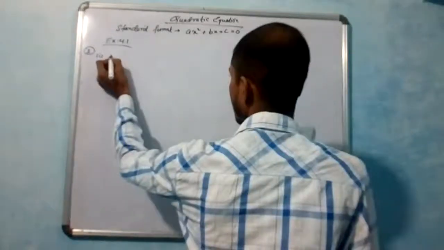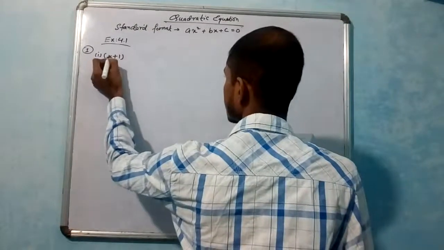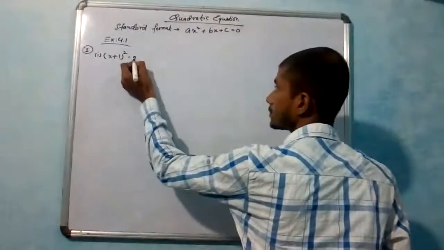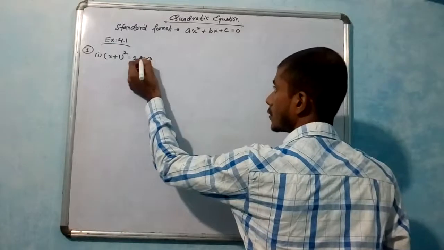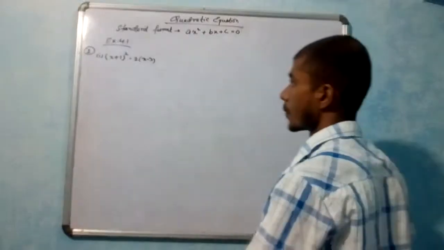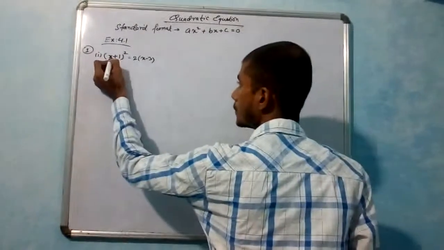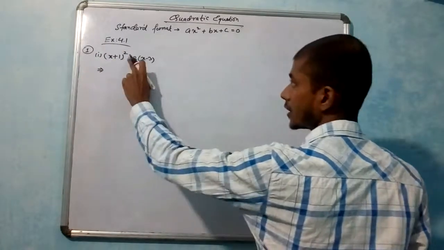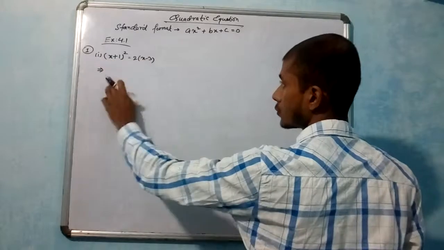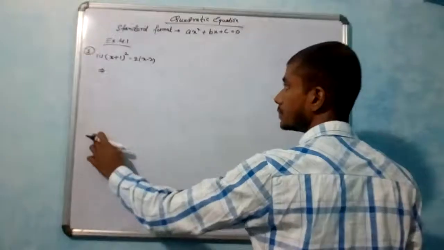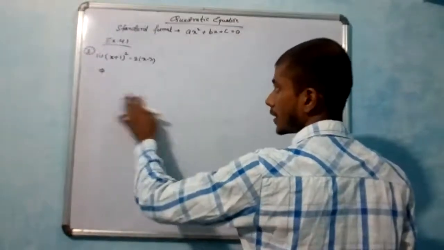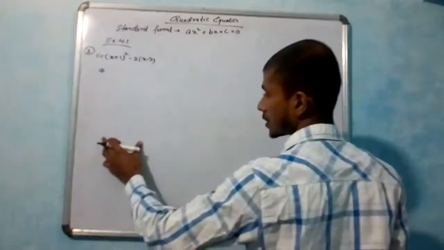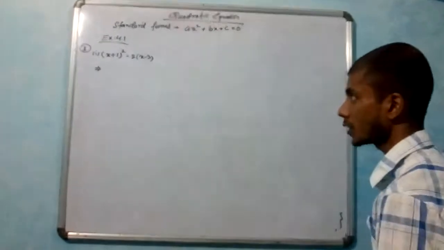So the first one: x plus 1 whole square is equal to 2x minus 3. So what to do next? Put an implies sign. Since we are trying to simplify an equation, we have to put an implies sign and then go on simplifying it. At the last, we have to check whether it is in this form or not, meaning the degree of the equation is 2 or not.